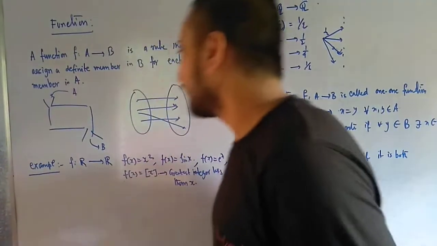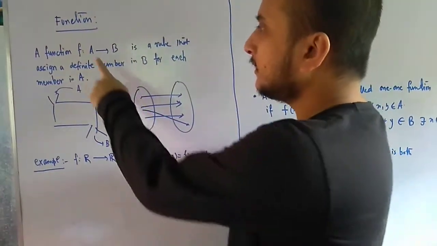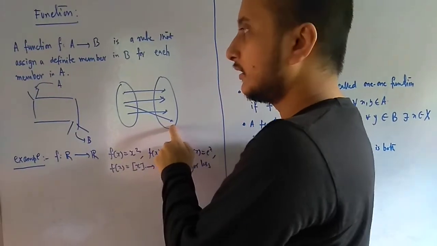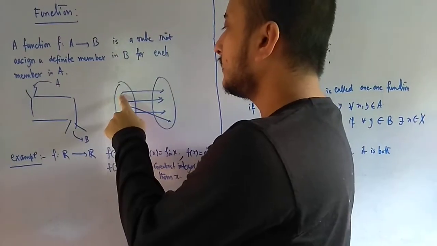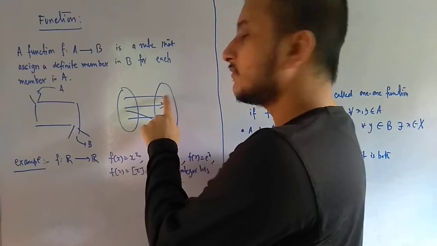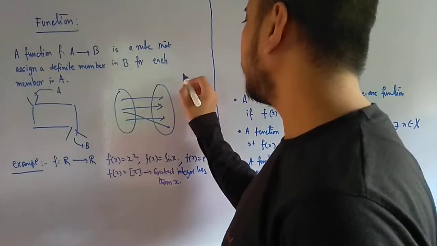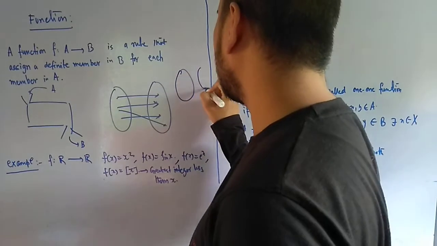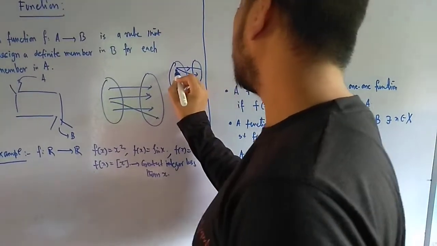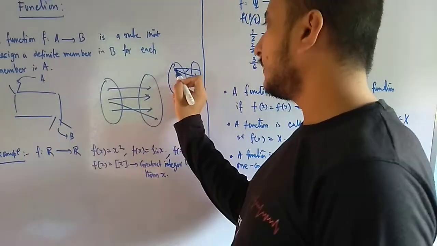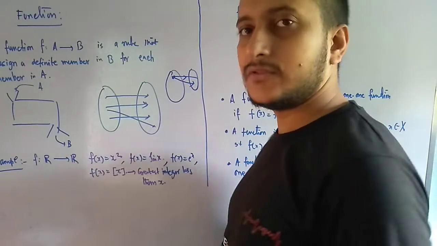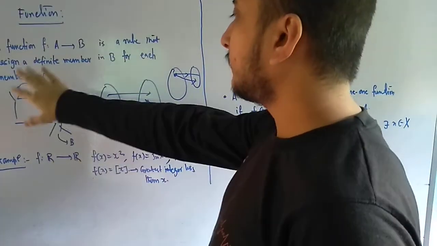Each member from the set A must have an image in B. This is called a function. For each member of A, we have to have a definite member in B, so this case is not allowed. For example, in this case, for a single input or a single pre-image, you cannot have two distinct images. Okay, so this is called a function.